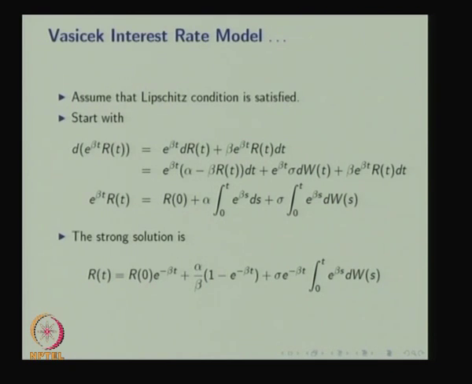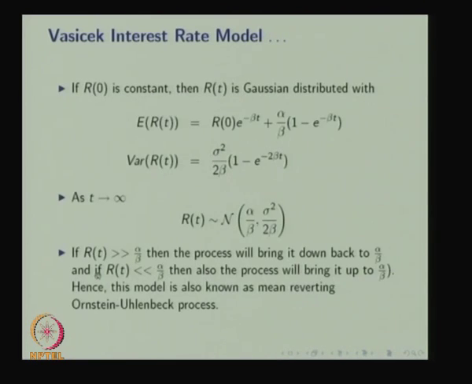And you know that the Ito integral with a non-random function of time as an integrand will be a normally distributed random variable. Therefore, you can find out the distribution of R of t also. So, if R of 0 is constant, then R of t is a Gaussian or normally distributed random variable with the mean and variance given in this form.